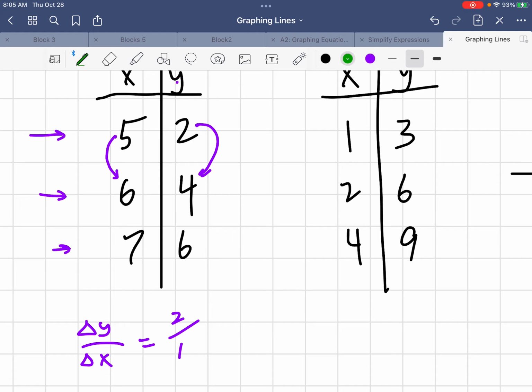Let's do a different set of points. Let's go from 4 to 6. That's also an increase of 2. And the corresponding x values, we're going to go up 1. So that situation is also a slope of 2 over 1.